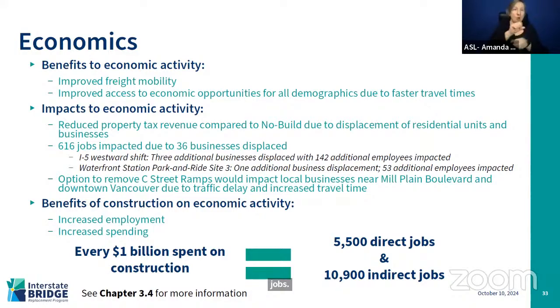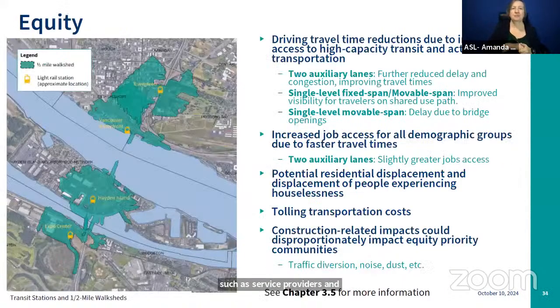And so for every $1 billion in construction spent, we're expected to see approximately 5,500 direct jobs, such as construction jobs, and almost 11,000 indirect jobs, such as service providers and restaurant jobs. Next slide. Oh, I see there's a question.